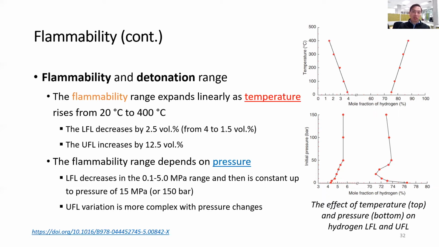The impact of pressure on this range is a bit more complicated. You have some decrease when the pressure increases from 0.1 to 5 megapascal, but then it stays constant up to 15 megapascal. So the dependency of hydrogen flammability on pressure is much more complex when compared to its dependency on temperature. But for the time being, it's good to remember that the hydrogen flammability range is really wide, between 4 and 75%, and it has a higher chance of fire and explosion even with a small leak of hydrogen.